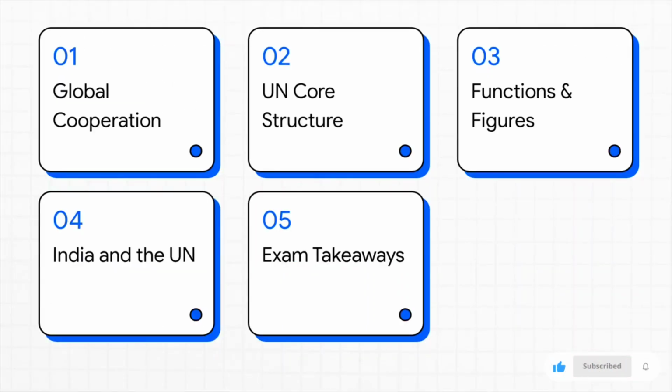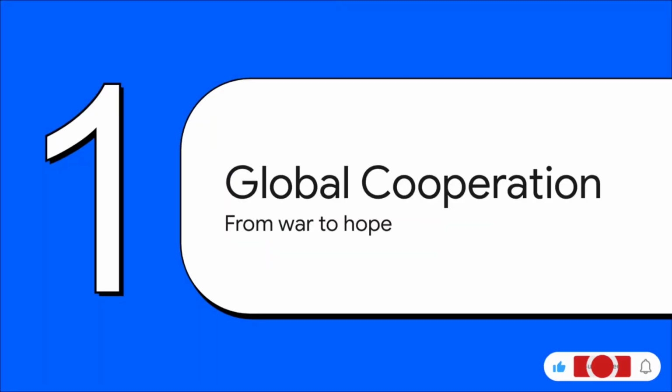Okay, so here's our game plan for today. We'll kick things off with the UN's legacy. Then we'll get into its structure, cover its key functions and some important figures, then zoom in on India's role in all of this. And we'll finish up with the most important part, the exam takeaways. Let's do this. All right, first up, a legacy of global cooperation.